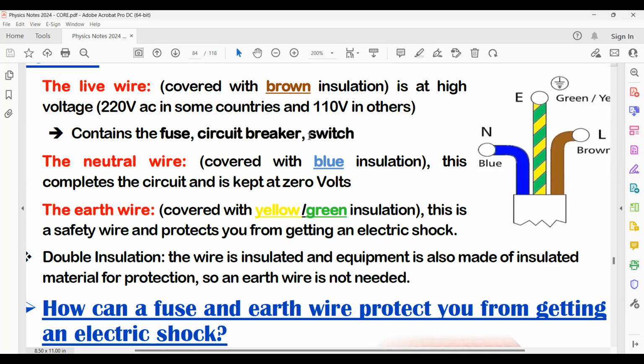Thank God, end of the chapter of electricity.